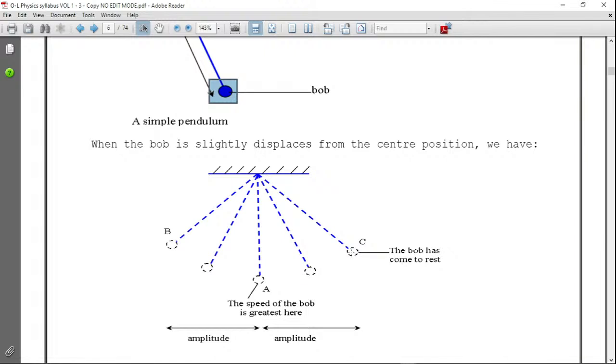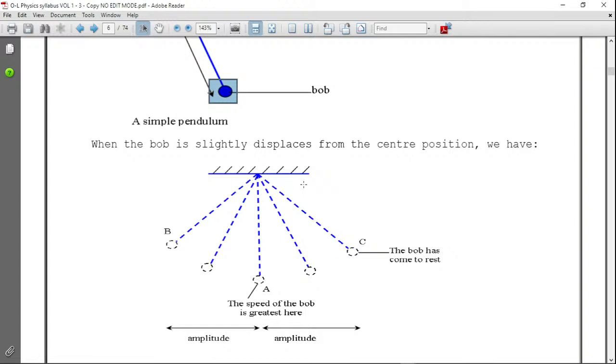When you release it at C, it will move from C back to A, cross A and move to B. When it gets to B, at the point of maximum displacement, it will come back to A. And from A, it will pass back to C until all the energy in it dies down. It has lost all of its kinetic energy. It will now remain back at this position A.